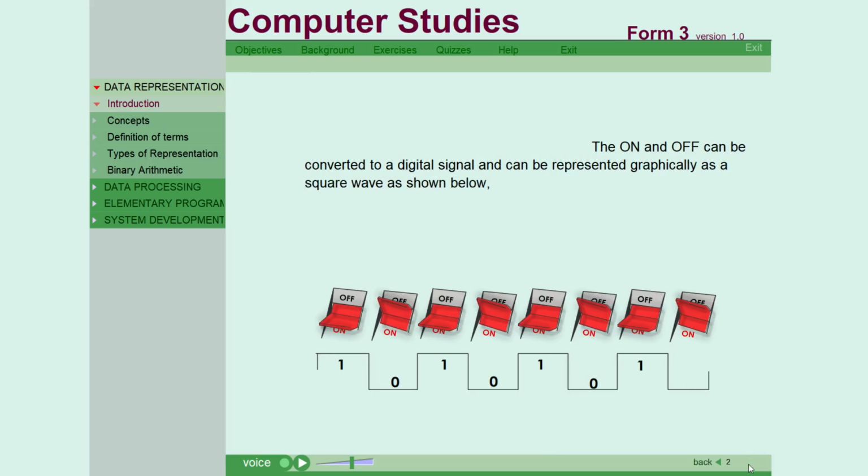The on and off can be converted to a digital signal and can be represented graphically as a square wave as shown below.